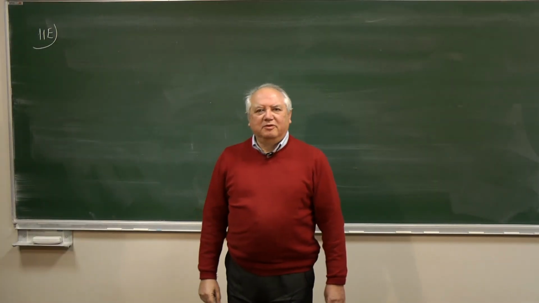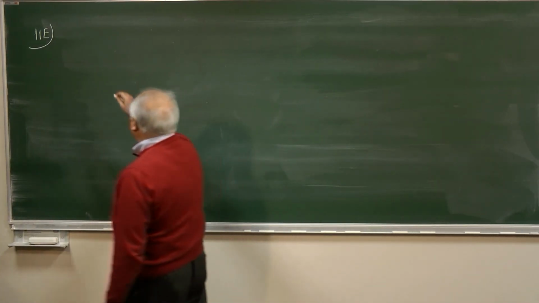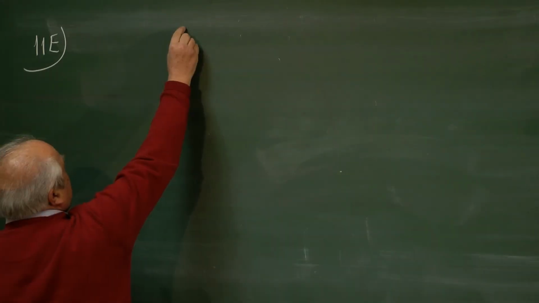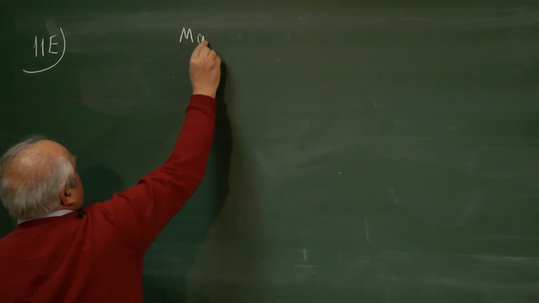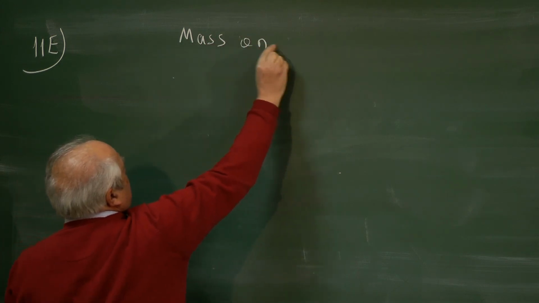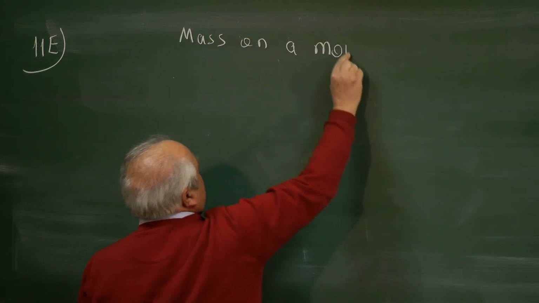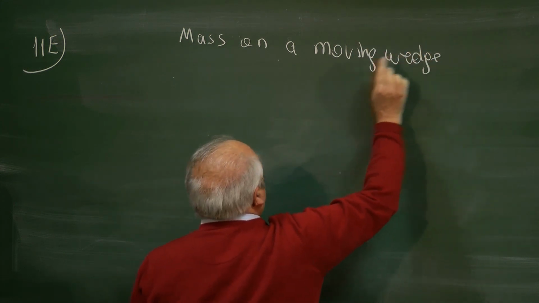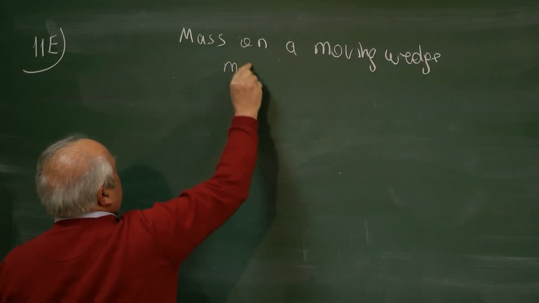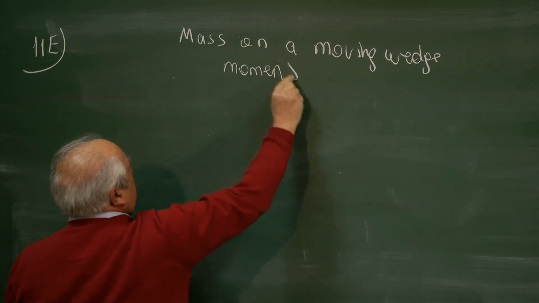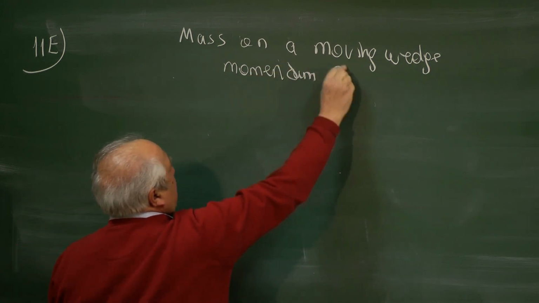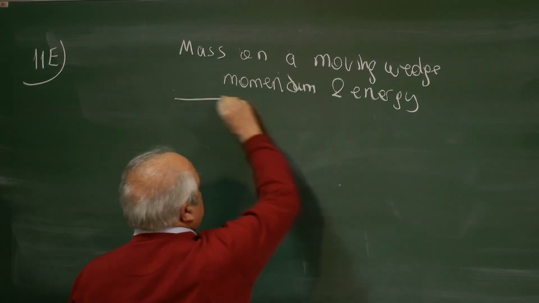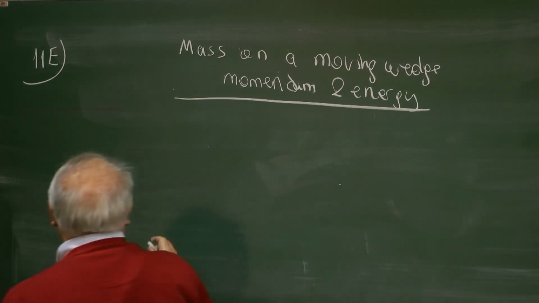The problem we will solve now is this. Again, let's give it a name: again, a mass or block on a moving wedge, but with momentum and energy considerations. Okay. So the problem is this.